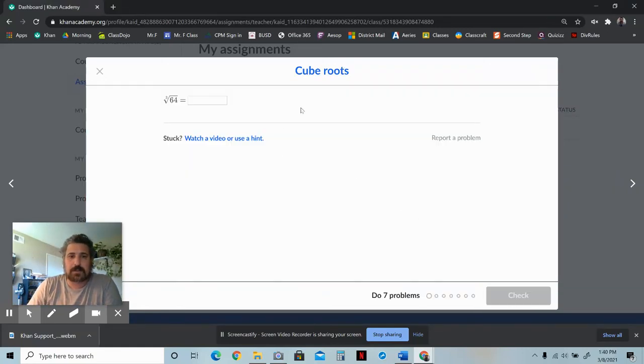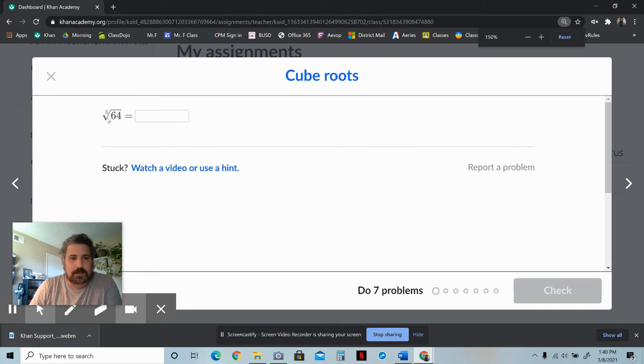Let's go. So a cube root has a little 3 above the root sign. So this is the root symbol. Let me zoom in a little bit so you guys can see better. So there's the root symbol, right? And then the little 3 above means it's the cube root. So if it has nothing there, it's a square root. If it has a 3 there, it's a cube root.